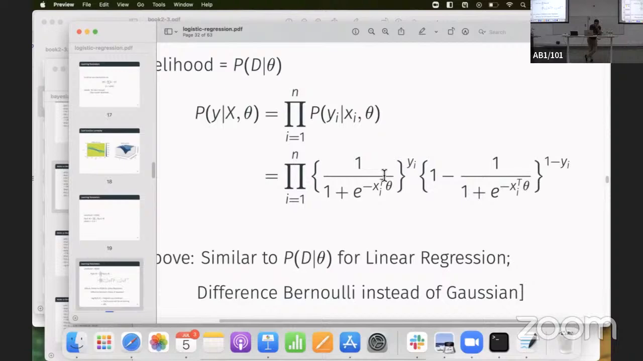So the yi hat that you're getting is going to be between 0 and 1. You don't keep this value as either 0 or 1. Yi is either 0 or 1. Yi hat can be any number between 0 and 1. Right? Does everyone get this? Do you want me to repeat?